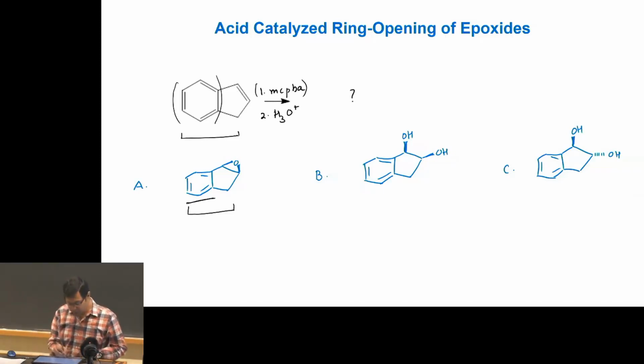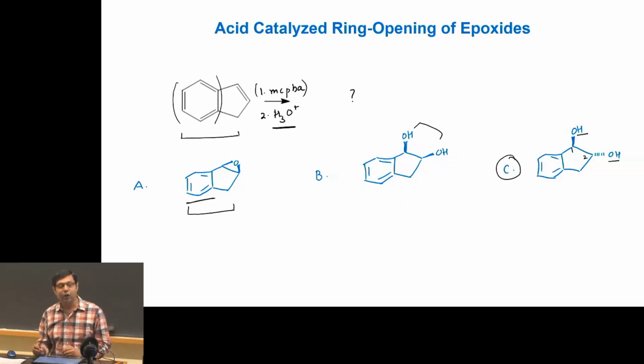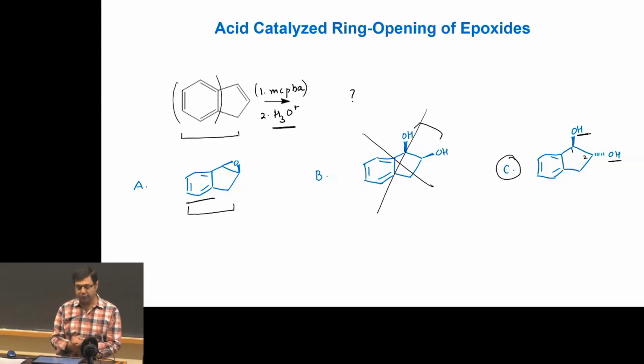The second step I've given you is acidified water, which means you're opening up that epoxide. And anytime you open up the epoxide, you will get a trans 1,2 diol. OH, trans 1,2. Right? So the product of this reaction would be C. You will never get a cis diol when you open up an epoxide. So you cannot have this as the product. Always epoxides will open trans. The OH will be trans with respect to each other.